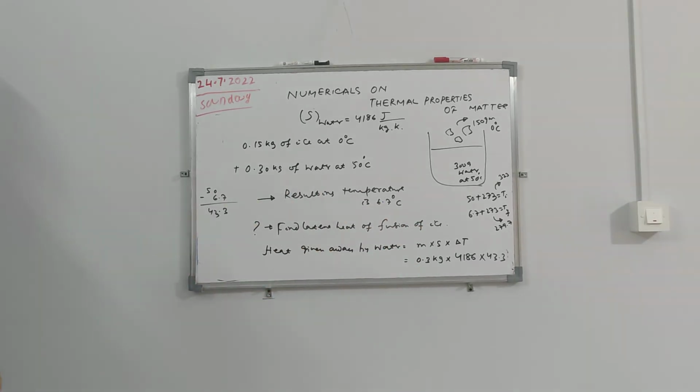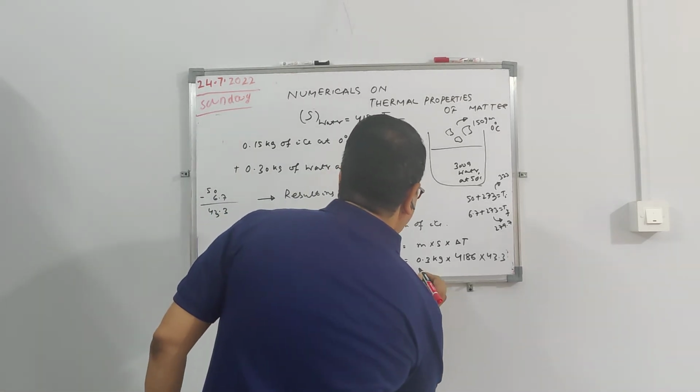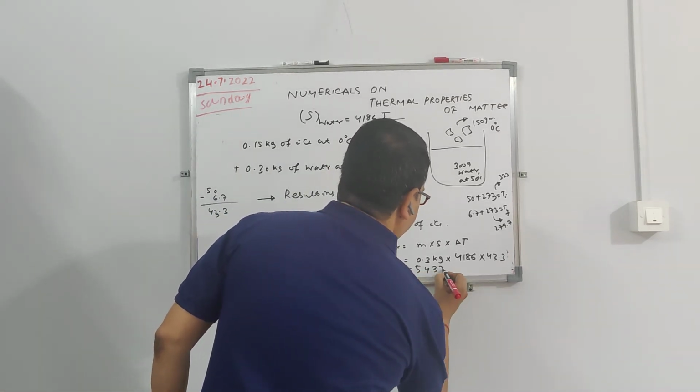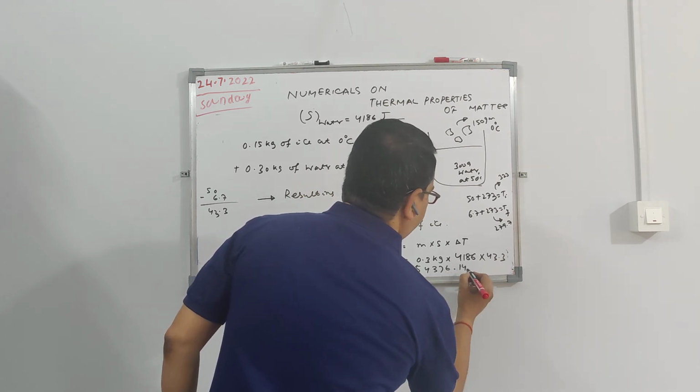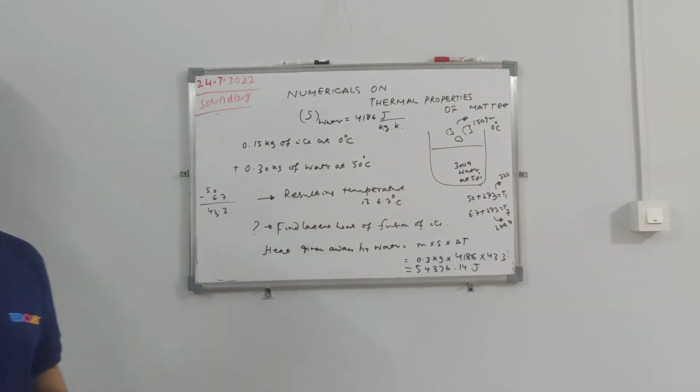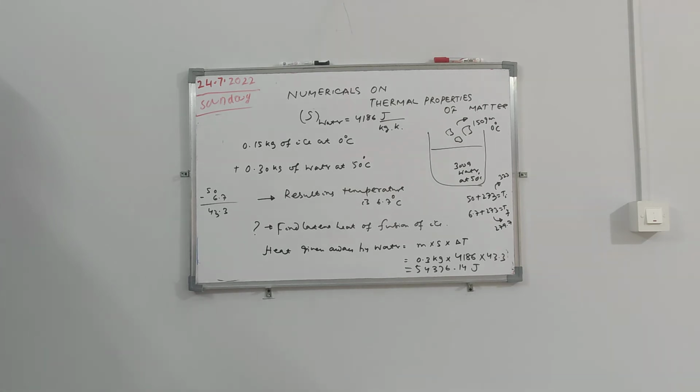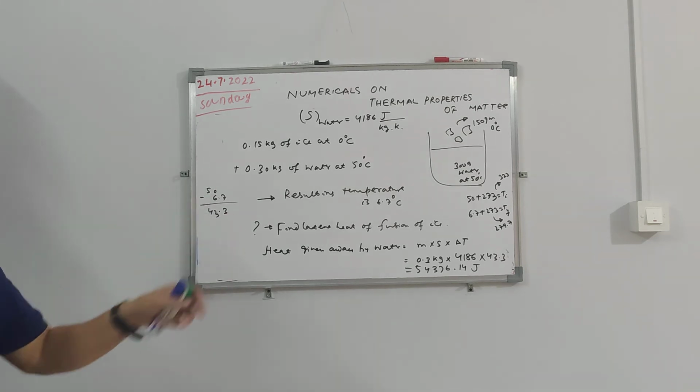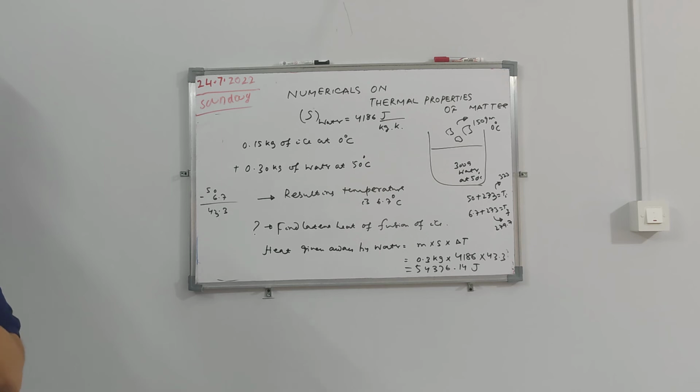So if we multiply by 43.3, I find the heat given away is 54376.14 joule. Heat unit is joule. This much heat is given away by the hot water. This heat is used to melt the ice and then raise the temperature to 6.7.